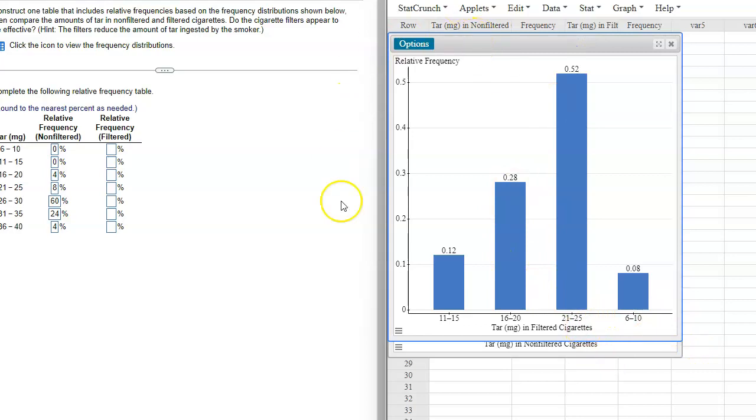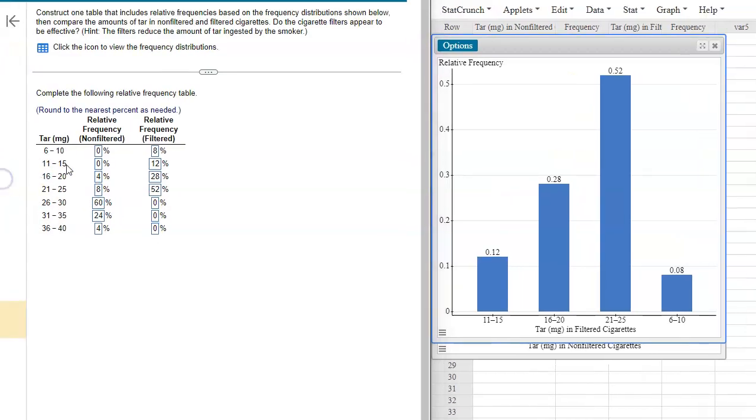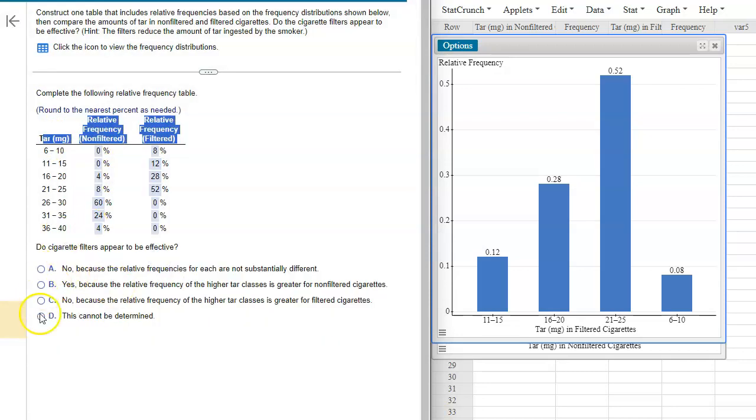I'm sorry, I just noticed that weird thing there, but notice the 6 to 10 does start off with an 8%. 6 to 10 has an 8%, the 11 to 15 has a 12%, the 16 to 20 has a 28%, the 21 to 25 has a 52%. And there's zeros for all these higher categories. We're not seeing as much tar in filtered cigarettes, and we're seeing more tar in non-filtered cigarettes. So let's go ahead and check that. Boom. And then I'll leave you to answer this last question.